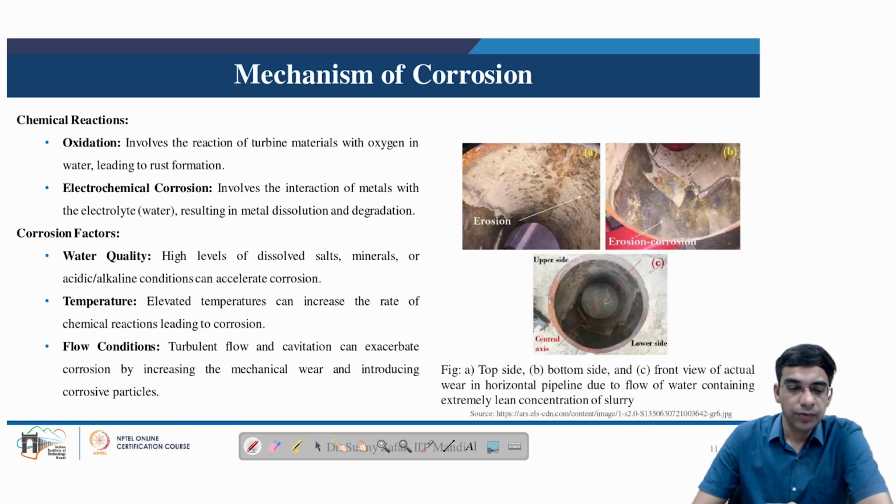The mechanism of corrosion involves certain chemical reactions such as oxidation and electrochemical corrosion. Oxidation basically involves reaction of turbine materials with oxygen in water, leading to formation of rust, while electrochemical corrosion involves interaction of materials with an electrolyte, that is water, resulting in metal dissolution and degradation.